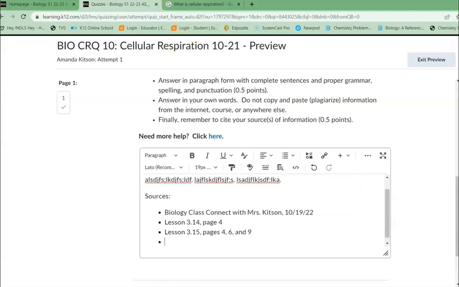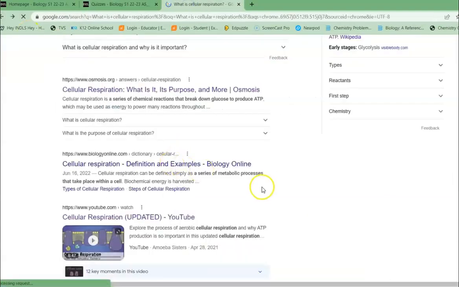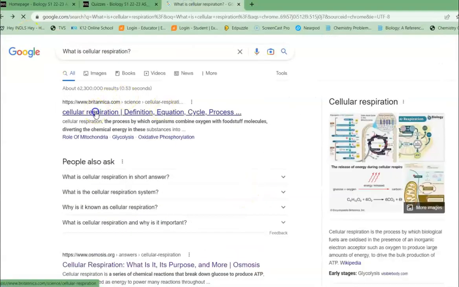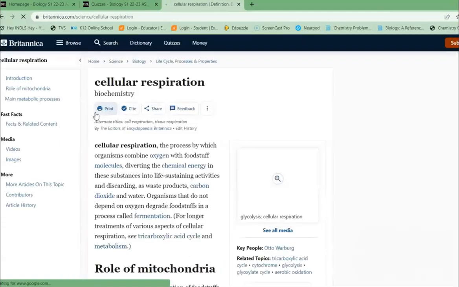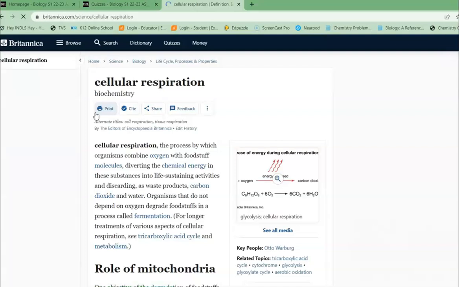If you used a website, that's fine. Maybe you Googled what is cellular respiration and you clicked on whatever popped up just so that you could learn more about it. I don't have a problem with you Googling it and learning more and reading more about it. I just don't want you to just copy and paste it.